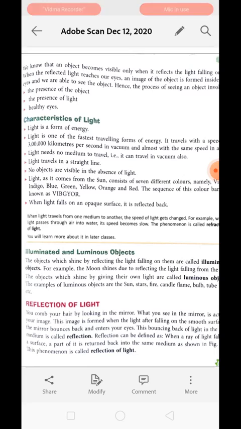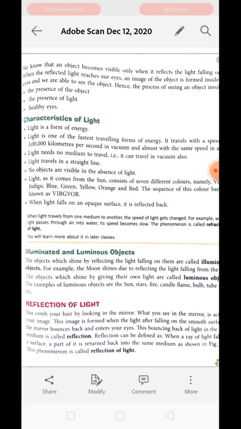The moon is an illuminated object. Why? Because the moon shines because of the sun rays falling on it. So what is the meaning of an illuminated object? When something shines by reflecting the light rays falling on it, it is called an illuminated object. Whereas, what is a luminous object? Luminous objects are those which have their own light to produce and shine. The difference is quite clear. Illuminated objects do not have their own light, whereas luminous objects do have their own light.